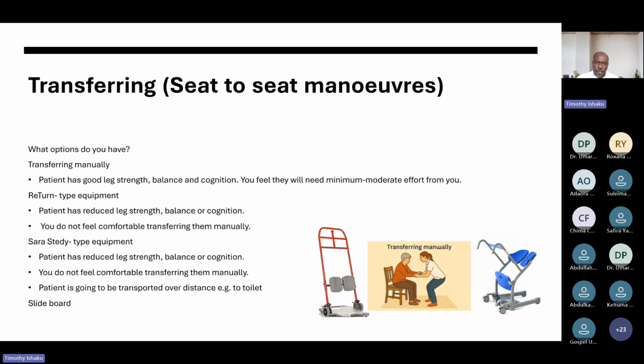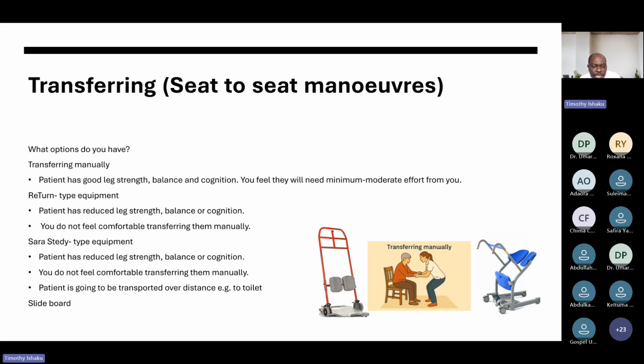Apart from the red one, we have the blue color. It is called a Serra Steady. That is another piece of equipment you can use for transferring patients. The Serra Steady is quite stable. Compared to the red one, it is for patients who are less able to stand on their feet and need a bit more support. They can stand up, but not necessarily for a long time on their legs, or they are a bit unstable and unpredictable.